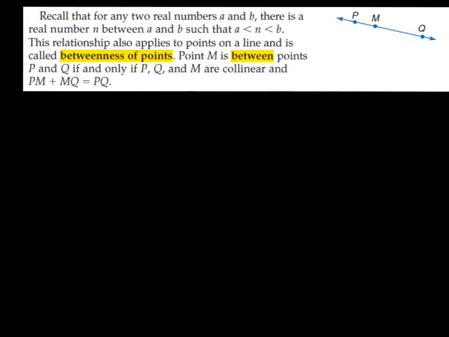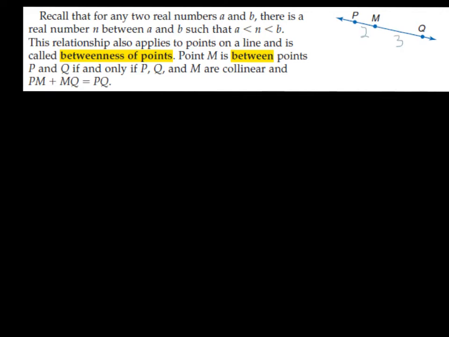Recall that for any two real numbers a and b, there is a real number n between a and b such that n is between a and b. This relationship also applies to points on a line and is called betweenness of points. Point M is between points P and Q if and only if P, Q, and M are collinear and PM plus MQ equals the length of PQ.